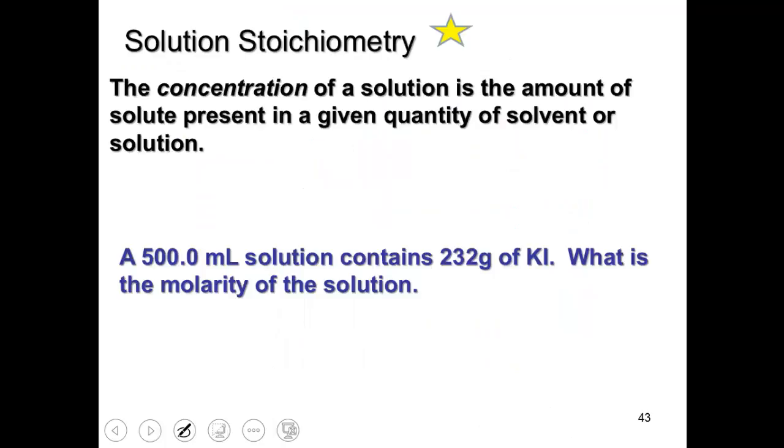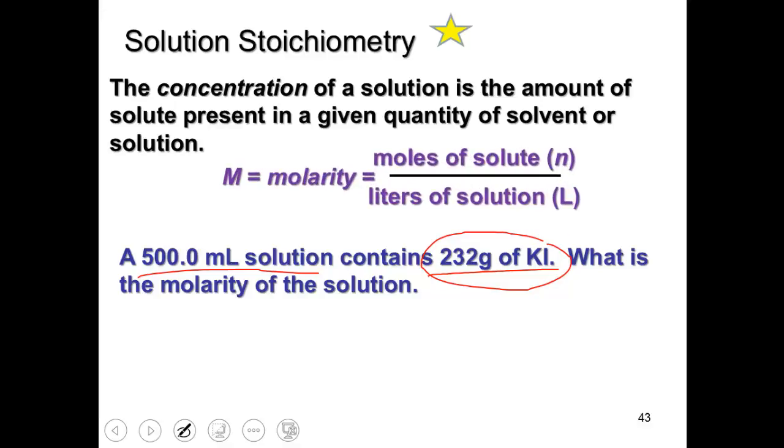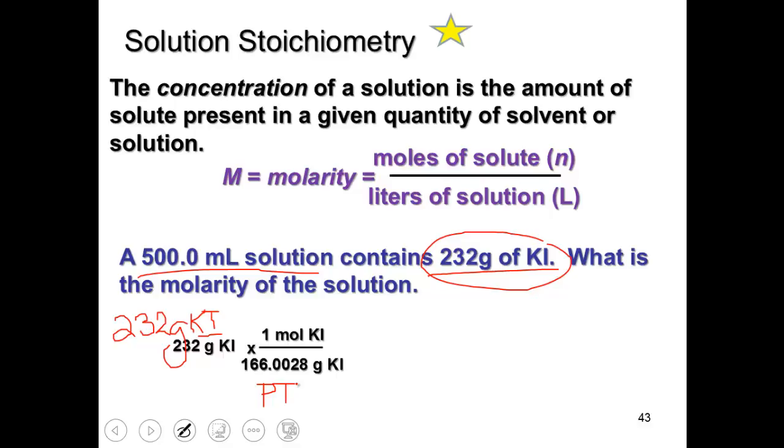Now, what we want to look at is, first of all, just calculating molarity. So here we have 232 grams of potassium iodide, and it makes up a ½ liter of solution. What is the molarity? Well, by definition, you have to have moles per liter. But we're not in moles. So we're going to take the 232 grams of KI, and we're going to put that into liters. So let's start out with that. And so again, remember, it's for 1 mole of potassium iodide, and this is from the periodic table. And so those will cancel, grams of potassium iodide. Now we have moles.